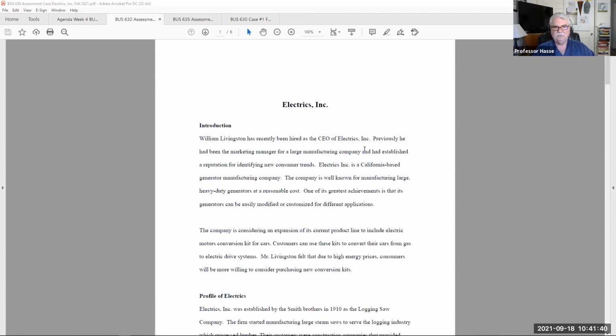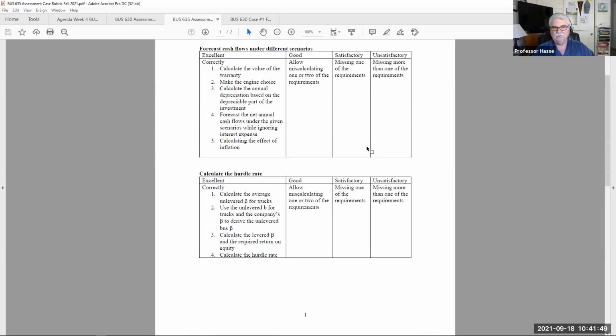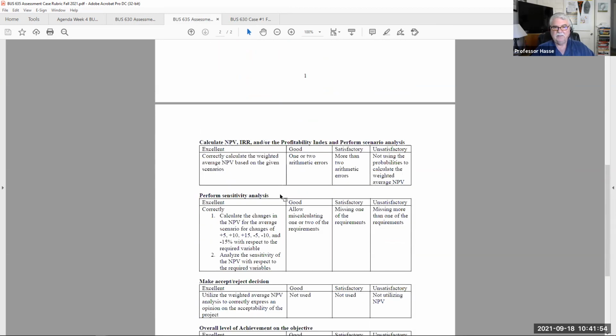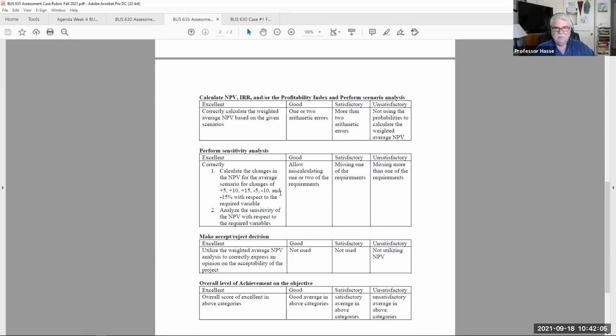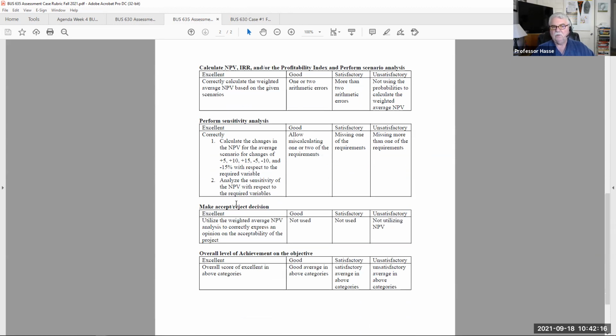So take a look at the electric case. Here is the rubric for the case, which gives you an idea how I will be grading it based on forecasting cash flows, determining the cost of capital, or better known as the hurdle rate, determining the net present value, the internal rate of return, the profitability index, and for the company based on your average scenario analysis, preparing a risk analysis of sensitivity based on the following percentage deltas for net present value, and how you explain your decision and your overall presentation of the paper.